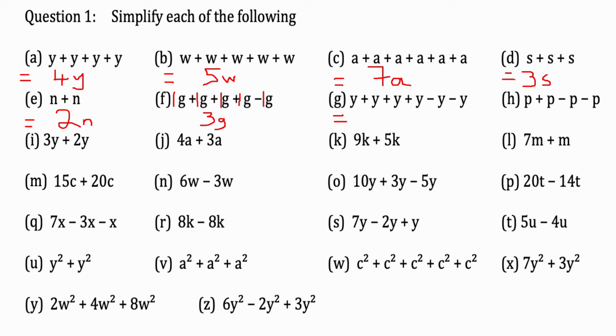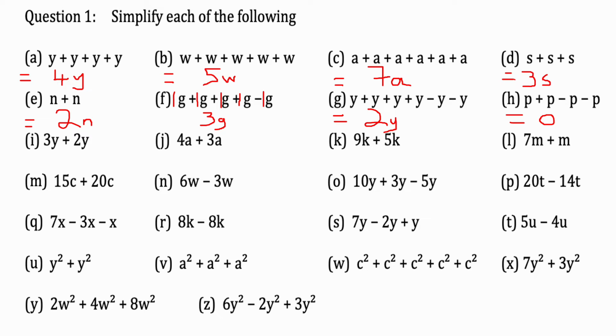Next one, I've got y plus y plus y plus y, take away y, take away y. Well, y plus y plus y plus y is 4y. Take away 1y is 3y, take away another y becomes 2y. 2 lots of y, which is just 2y. Part H, p plus p minus p minus p. Well, p plus p goes to 2p, minus p goes to 1p, minus p goes to 0.